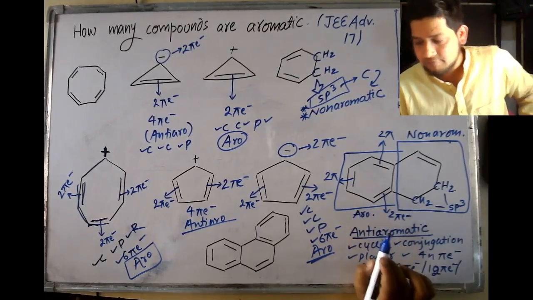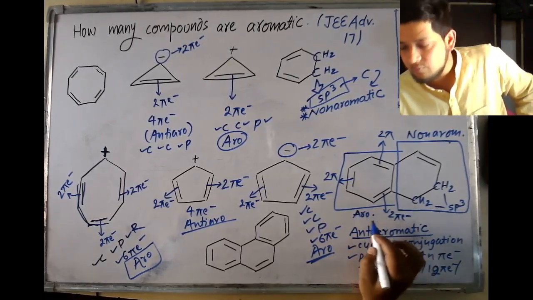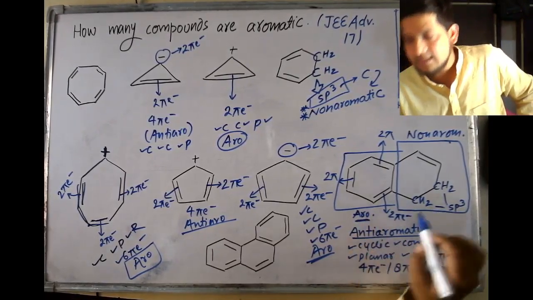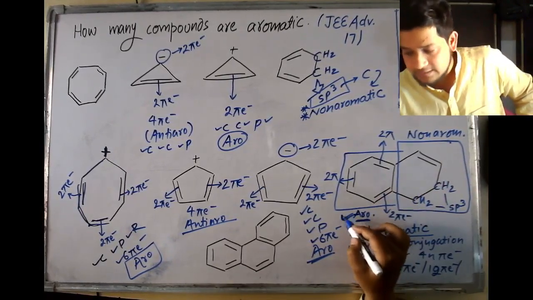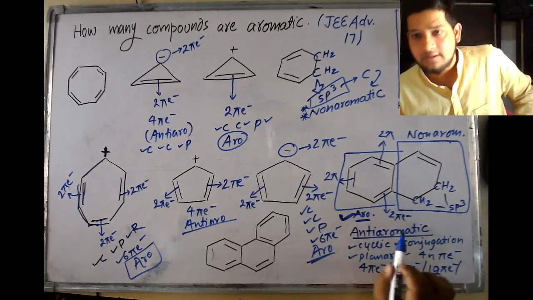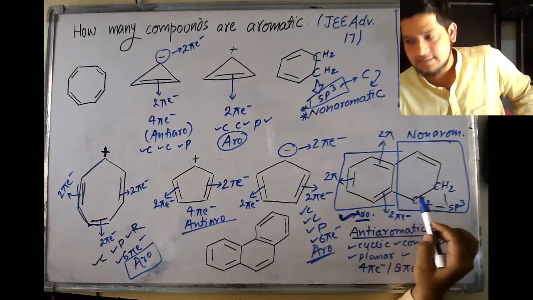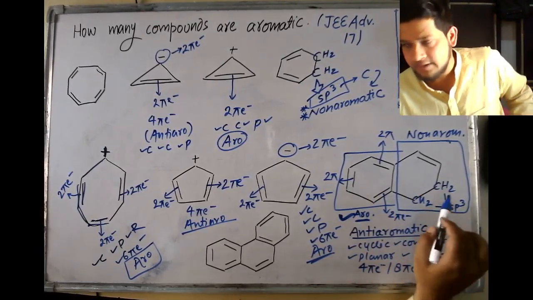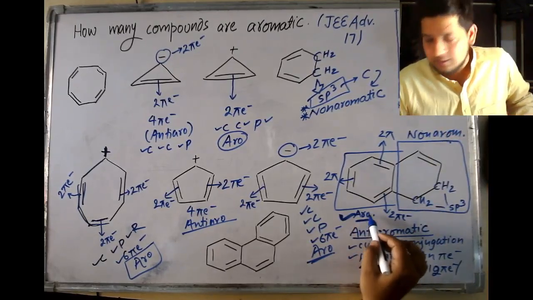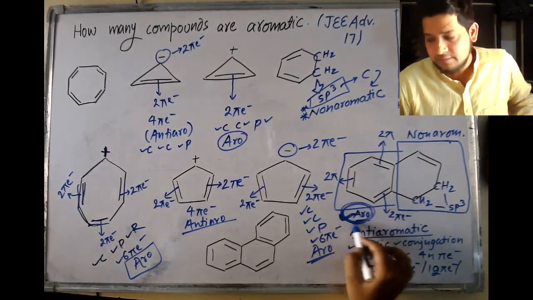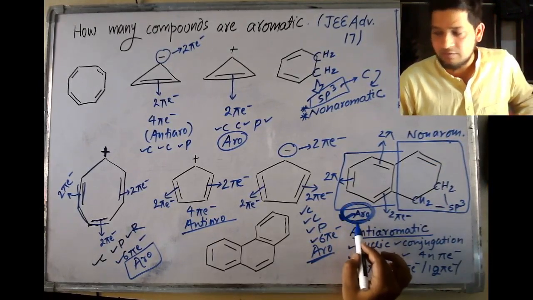So if in two rings, one part is aromatic and the other part is non-aromatic, the molecule is considered to be aromatic. That's an important thing. If both parts are aromatic, then 100% aromatic. But if one part is non-aromatic and the other is aromatic, the molecule is considered aromatic, my friends. Look here, it will be aromatic.